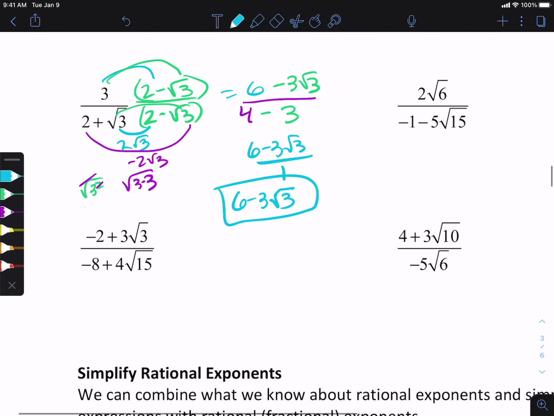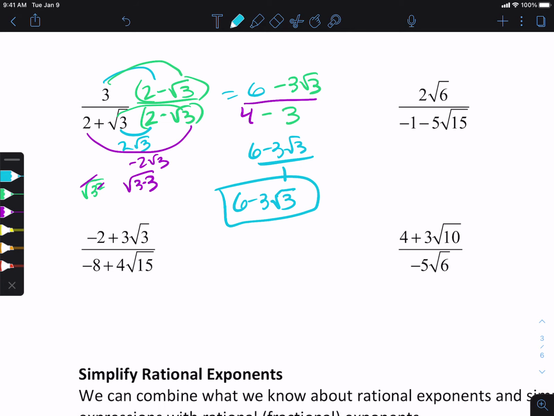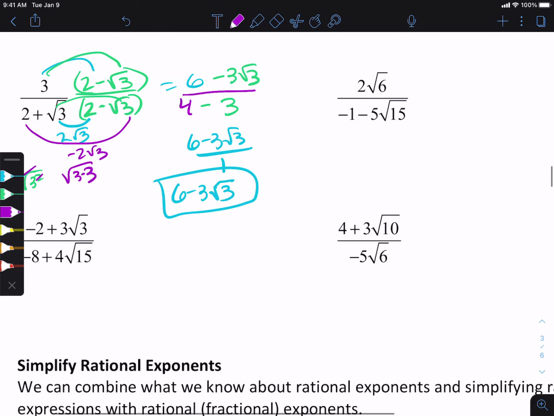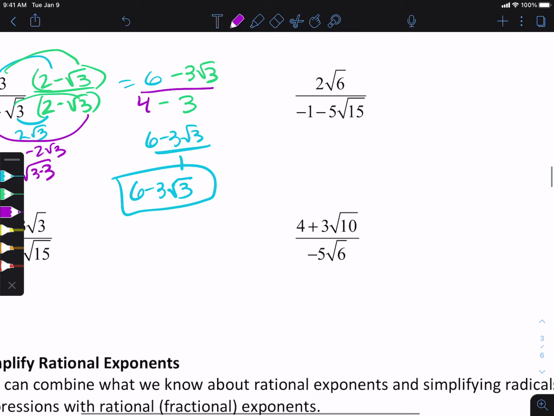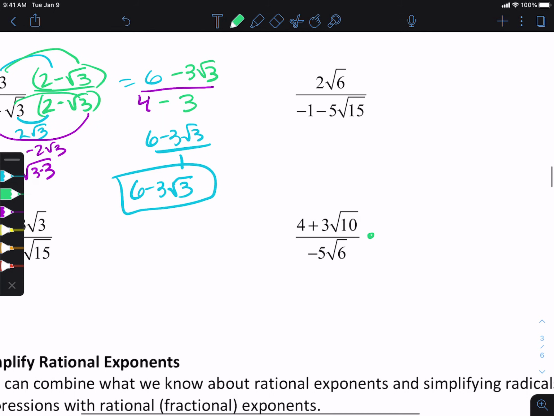Okay. Let's skip that next one and go to the bottom right, and then we'll go to the bottom left. Okay. So here, I have a monomial on the bottom, but a binomial on top. So I can choose to multiply by 5 root 6, or negative 5 root 6, or root 6, or negative root 6. So the smallest one of those is to multiply by root 6 and root 6. Again, because it's a monomial, I have that choice.